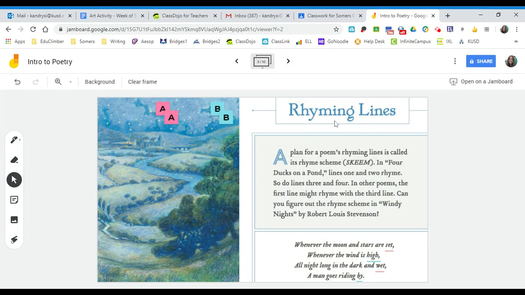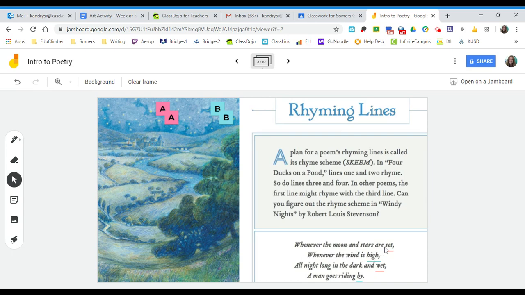Rhyming lines. A plan for a poem's rhyming lines is called its rhyme scheme. In Four Ducks on a Pond, lines 1 and 2 rhyme. So do lines 3 and 4. In other poems, the first line might rhyme with the third line. Can you figure out the rhyme scheme in Windy Nights by Robert Louis Stevenson? And I kind of helped you out by underlining them a little bit.